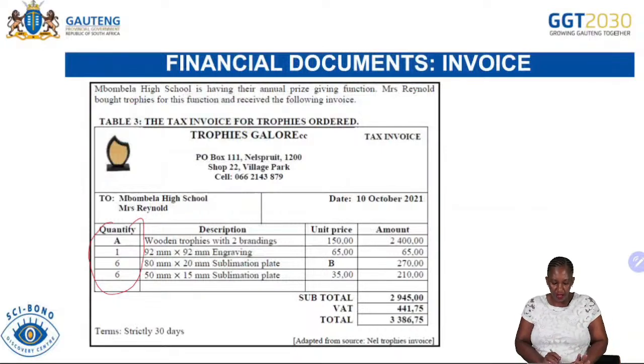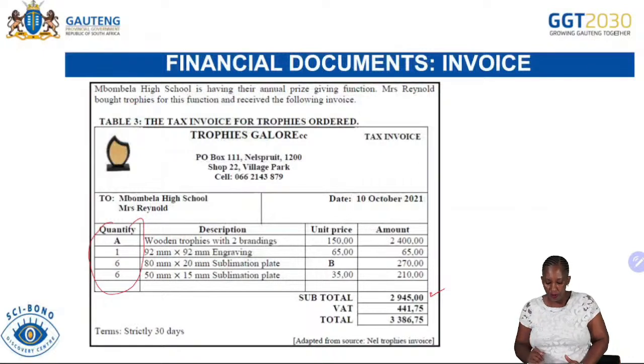And then the other one is an engraving, to have the name written on the trophy. Also, she bought one, and the unit price is 65 rand. She'll pay how much? 65 rand. So all that information is contained where? On an invoice. And then it even indicates again, boys and girls, the subtotal.